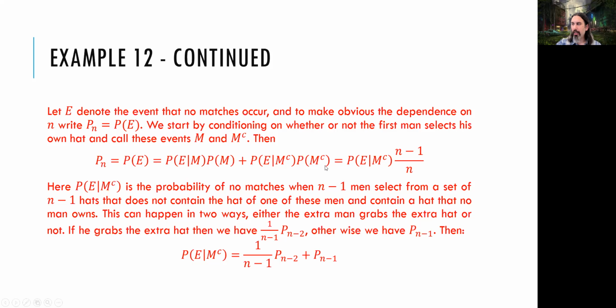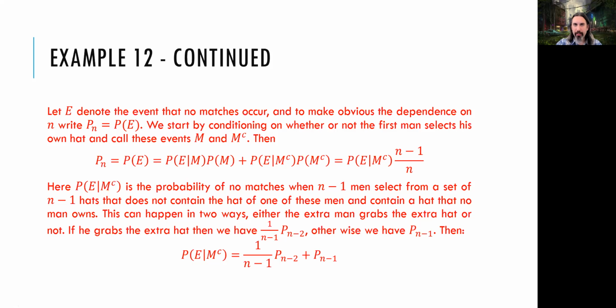Now, what about here? I know that the probability of the first guy not picking his own hat is n minus 1 over n, which is cool. And I'm looking for this part as well. This part isn't that clear right now. He hasn't picked his own hat, so what's the probability of everyone not picking his own hat? We have to get it more detailed.